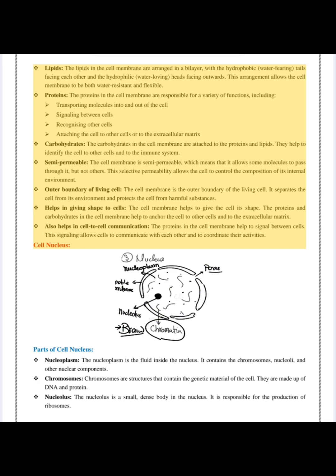Helps in giving shape to cells. The cell membrane helps to give the cell its shape. The proteins and carbohydrates in the cell membrane help to anchor the cell to other cells and to the extracellular matrix. Also helps in cell-to-cell communication.